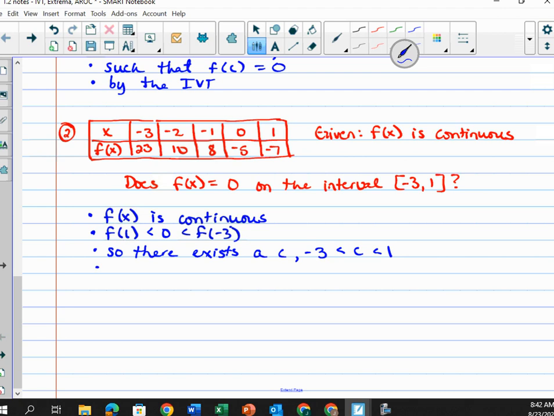Then such that f of c equals 0, because that's what we were talking about. And then end with a gimme by the IVT.